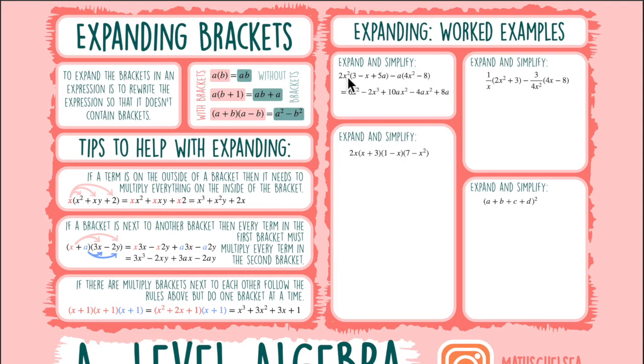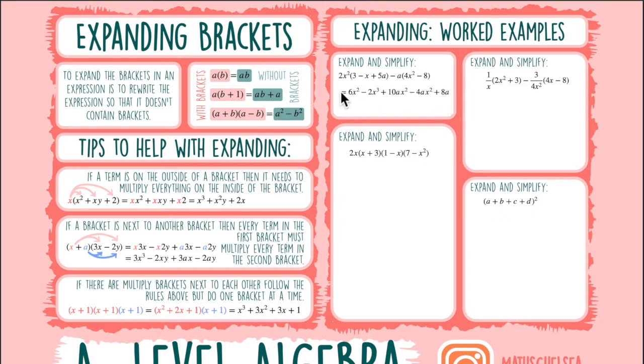So 2x squared times 3 gives this. 2x squared times minus x gives this. 2x squared times 5a gives this. And then we move on to this bracket. Minus a times 4x squared gives this. And then minus a times minus 8 gives this.